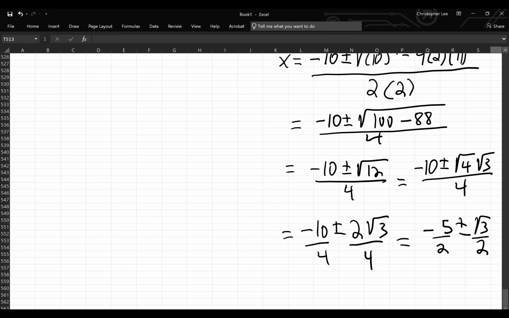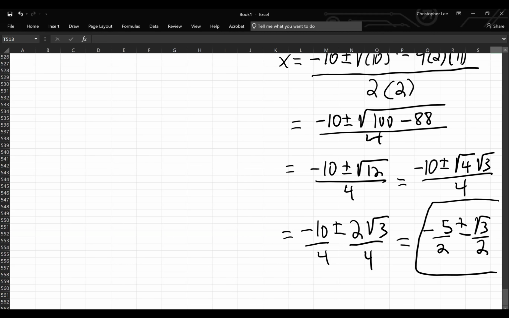Let me box it. So it's not really 2 answers, it's just the one. It is 2 answers because of the plus or minus. One of them is negative 5 over 2 minus square root 3 over 2, and the other one is negative 5 over 2 plus square root 3 over 2. We good. That's it. But that's only when we have radicals. If we had like whole numbers, we would do it out. With fractions, you have to.